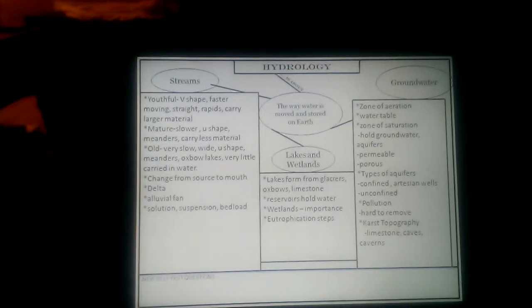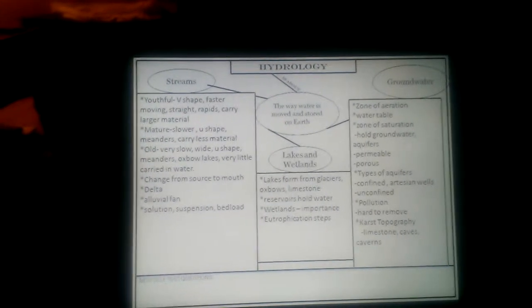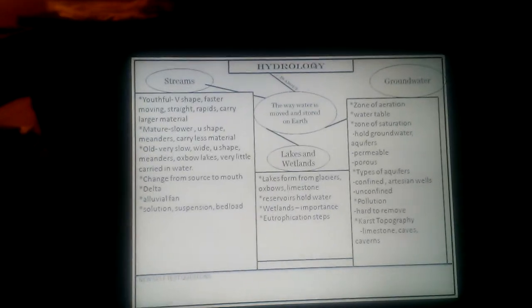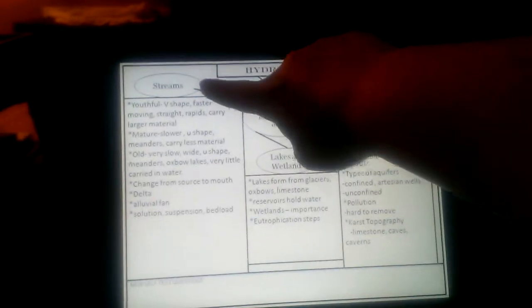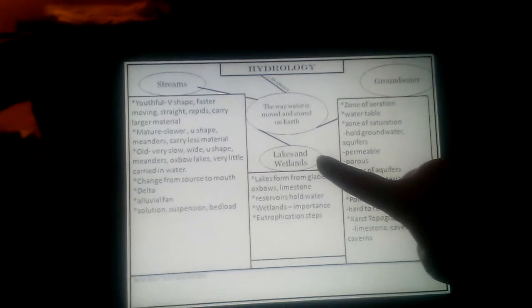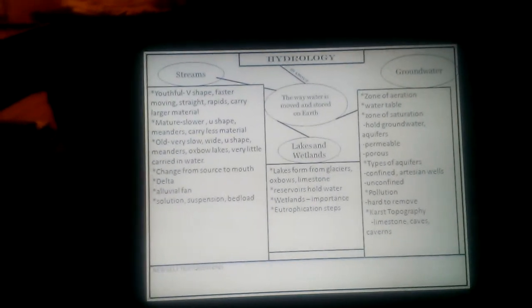Alright, today we're going to go over our expanded map from class for the hydrology unit. So in the hydrology unit, we talked about streams, our first topic, then we talked about lakes and wetlands, and then groundwater. So let's start with streams.